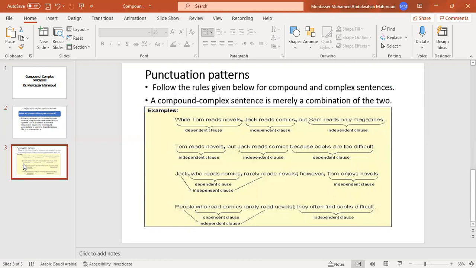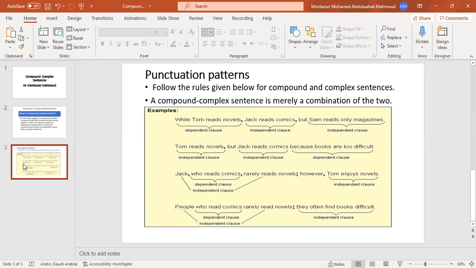Look at the first example here. While Tom reads novels, Jack reads comics, but Sam reads only magazines. Here we have three clauses. The first clause, while Tom reads novels. The second clause, Jack reads comics. The third clause, Sam reads only magazines.